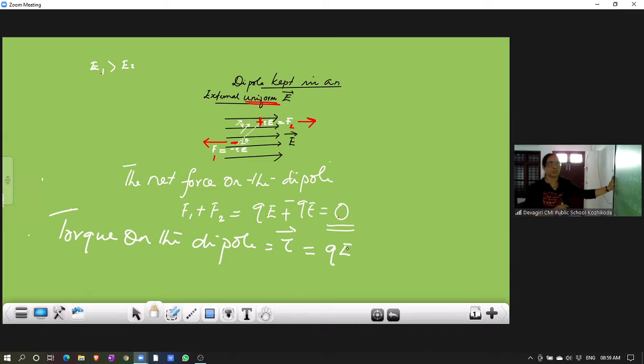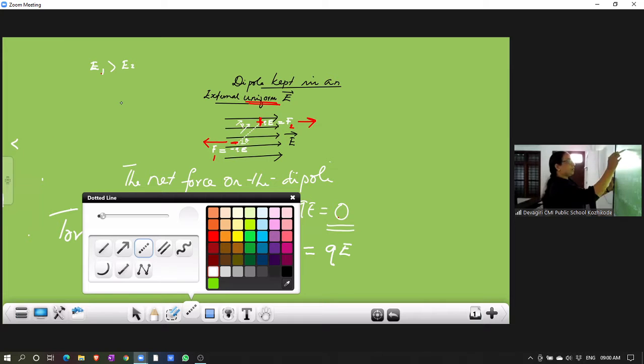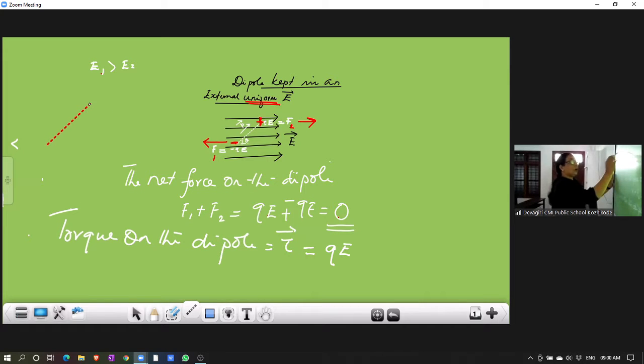the two forces. What do you mean by perpendicular distance? This is my minus Q charge. This is the plus Q charge. It experiences a force like this, and this experiences a force like this. What is the perpendicular distance between them? Here is our dipole. This is one force and this is another force. These are the two forces. And this is not the perpendicular distance between them. This distance we know. What's the name for this distance?